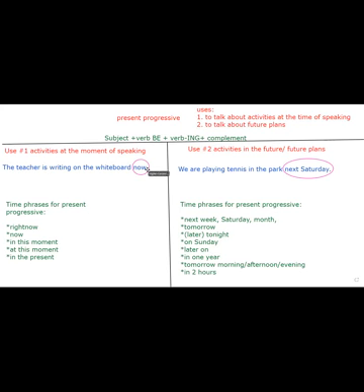Right? Esa es la diferencia. Las frases verbales que ponemos al final. Las frases verbales de tiempo, adverbiales de tiempo. Right? Time phrases for present progressive, si se fijan, son totalmente distintas. Porque las frases del tiempo nos van a decir en qué momento se está ejecutando esa actividad, o se va a ejecutar esa actividad. O sea que con el presente progresivo podemos usar en este momento y en el futuro.